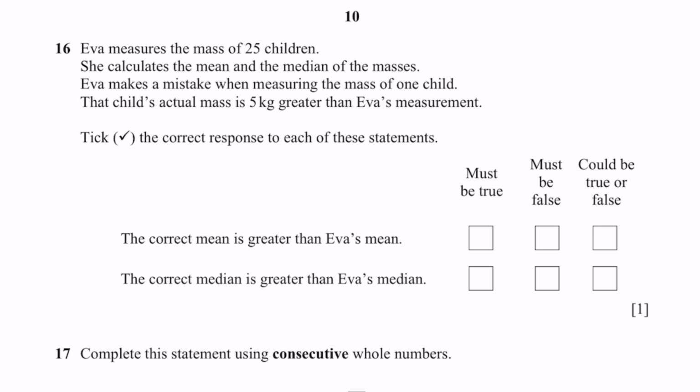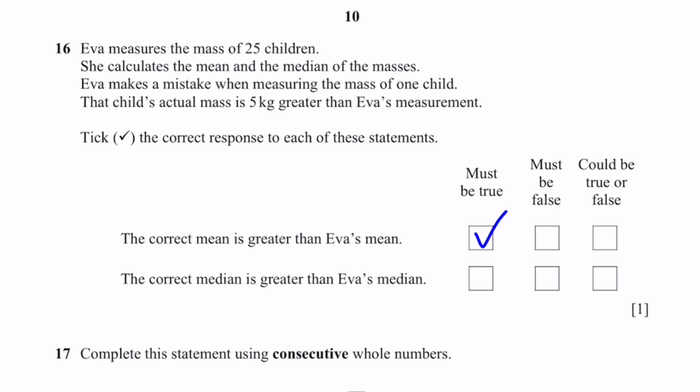Well, the mean takes into account all the values, which means this 5 kg greater child is also included. And if it's greater by 5 kg, that means the correct mean will also be greater, so it must be true. The correct median is greater than Eva's mean.